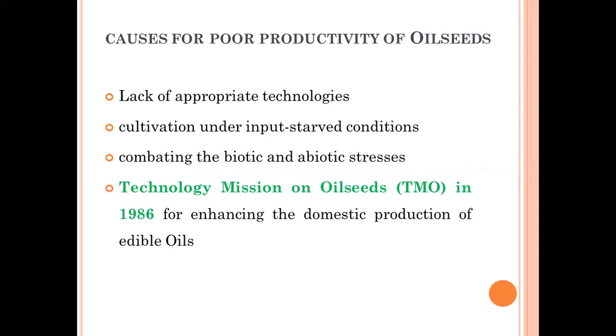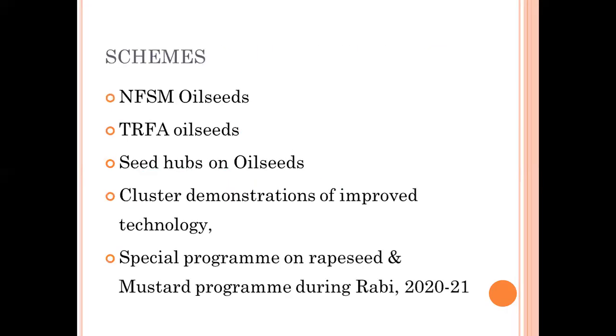So the first reason can be that we don't have the appropriate technologies, right? We don't have that much awareness of how we can grow these vegetable oils in our Indian climatic conditions. Again, we have some problems like biotic and abiotic stresses, that is, some conditions that are not suitable for the growing of vegetable oil seeds. So in 1986, to combat all these things, one Technology Mission on Oilseeds came in. They work on these things so that they can enhance the production of edible oils.